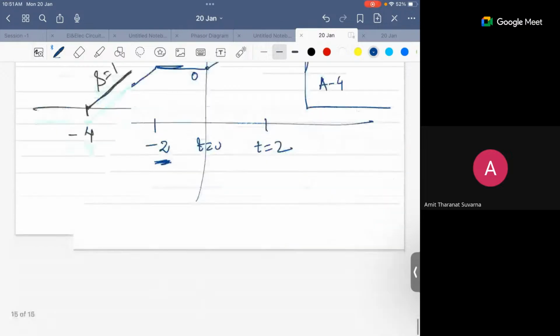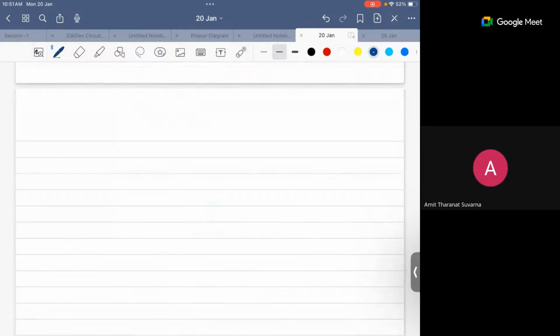Yeah, so now let's for example I have a function x of t equals to ramp function minus 2 times r of t minus 1 plus r of t minus 2. What will happen now?